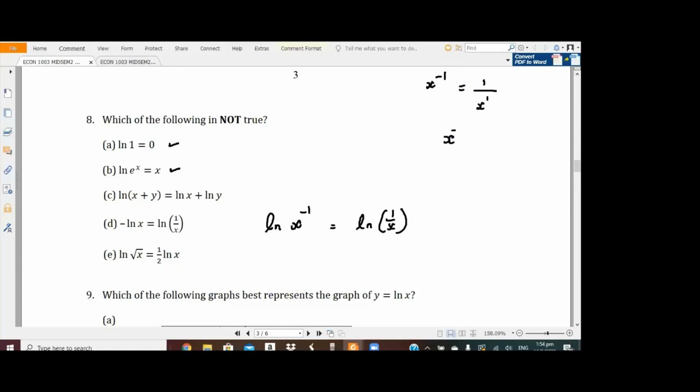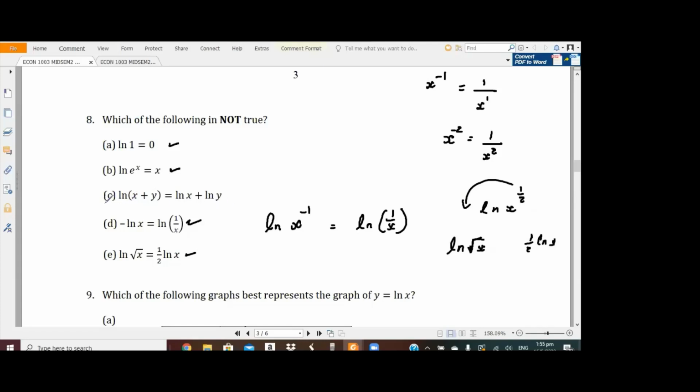If I gave you x to the negative 2, it's simply 1 over x raised to the positive power now, which is 2. So in essence, when you have a negative power, it's talking about a fraction. You just throw it in the denominator and change the power to a positive. So this is actually true. Here now, we have ln of root x. A root is actually x raised to the power of a half, right? So this is ln of x to the half. Carry the power to the front, it gives me half ln x, so this is true.